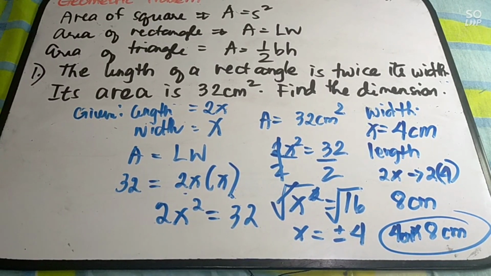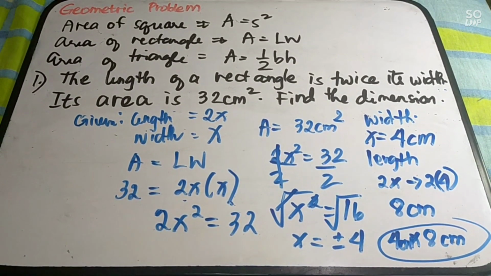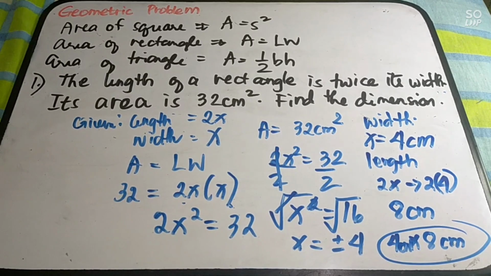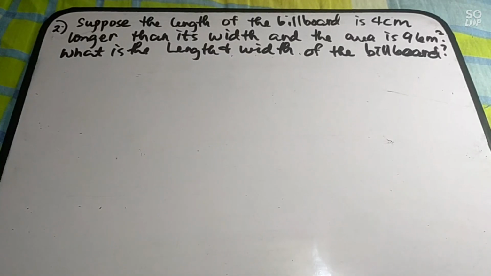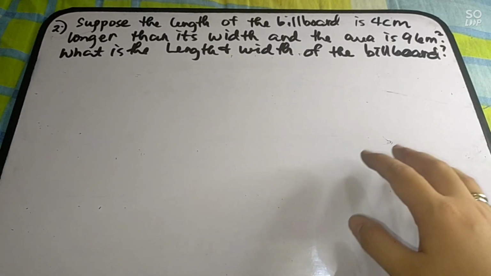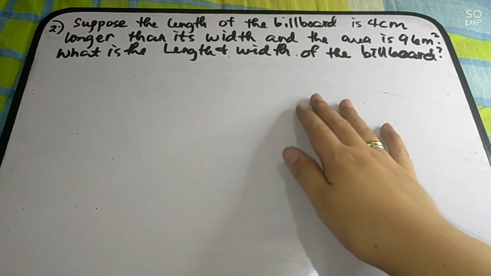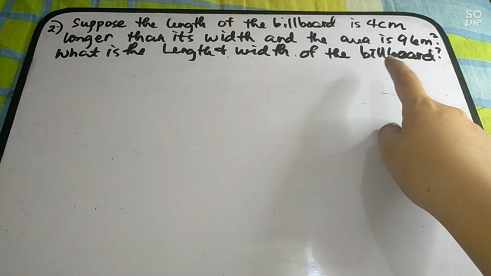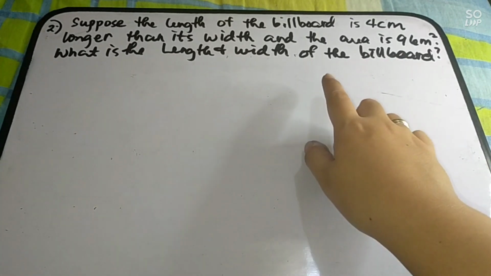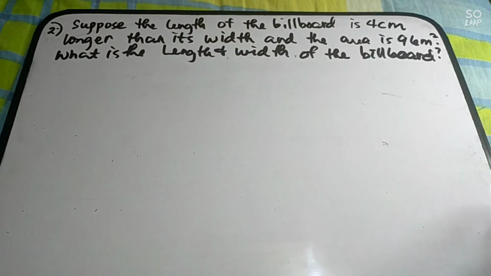So, that is how you are going to solve geometric problems. Let us have another example. Number 2. Suppose the length of the billboard is 4 centimeters longer than its width and the area is 96 meters squared. What is the length and width of the billboard?